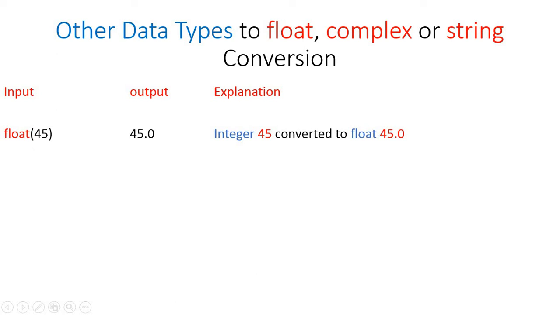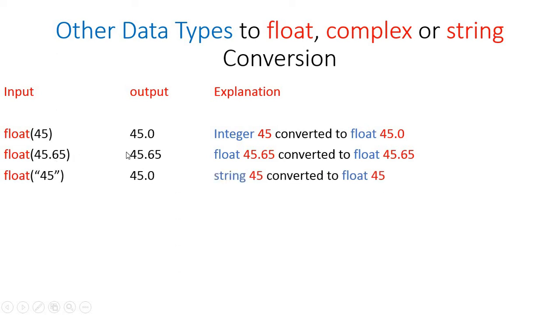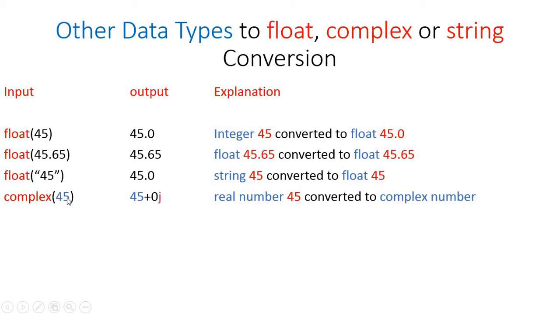So float 45 will be converted into a floating number and 0 will be added with it, because a float always contains a decimal point. This is itself a float number and we are going to convert it into a floating number, so it will remain the same. This is a character or a string and you are converting it into a float. So 45.0. 45 here is an integer and you are going to convert it into a complex number.